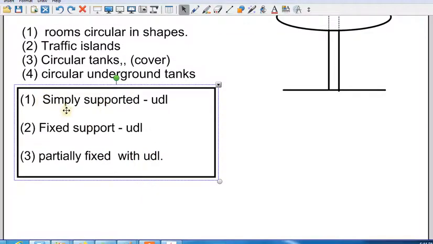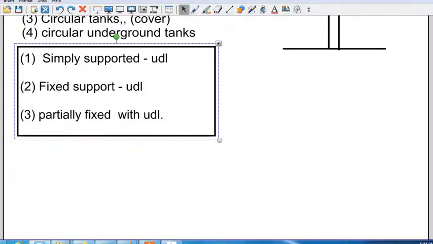We don't want to go into the derivation of all these things. We will write down the formulas for radial moment and tangential moment, at the support and at the center, in each case.